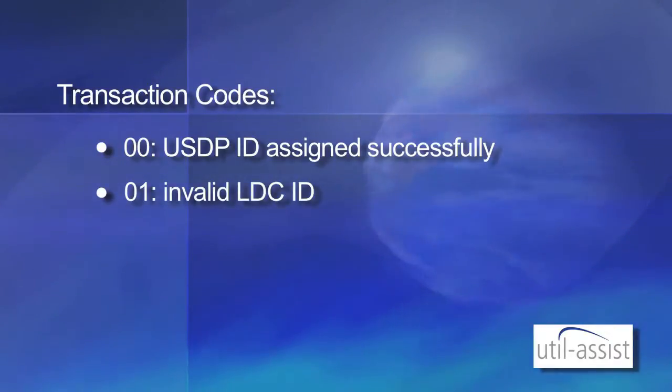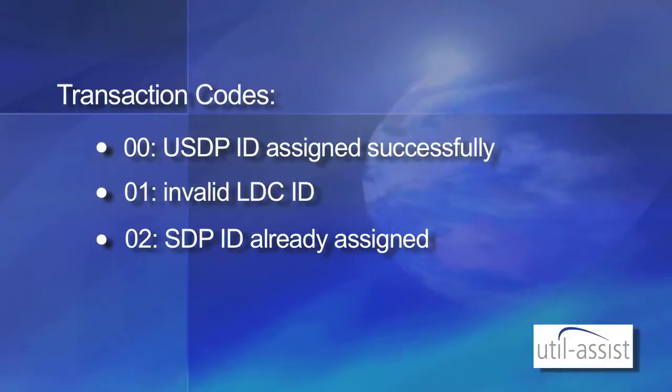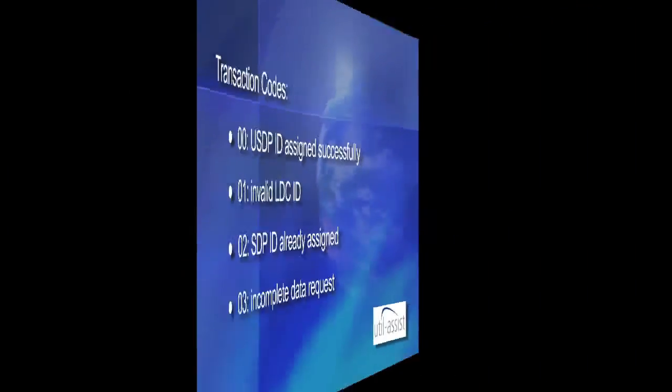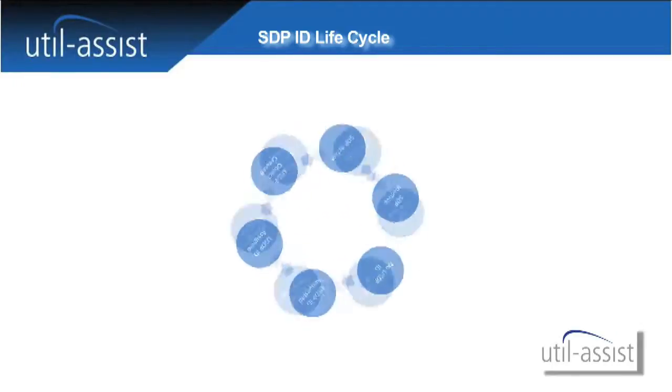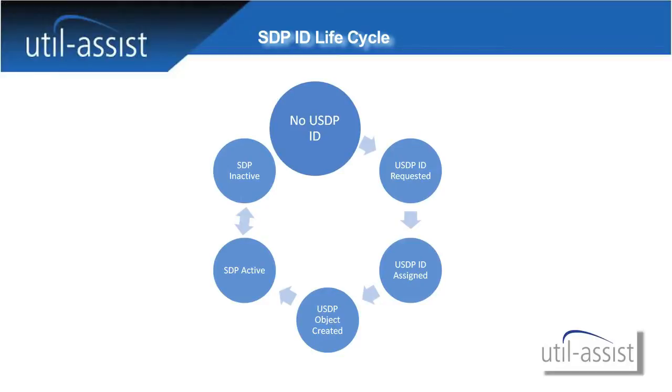01, the LDC ID is invalid. 02, the SDP ID has already been assigned. 03, the data request is incomplete. An SDP follows a life cycle with various states. No USDP ID. The SDP is unknown to the MDMR.